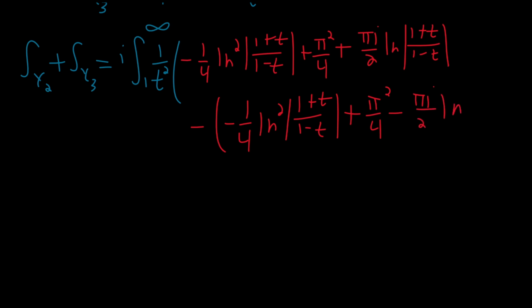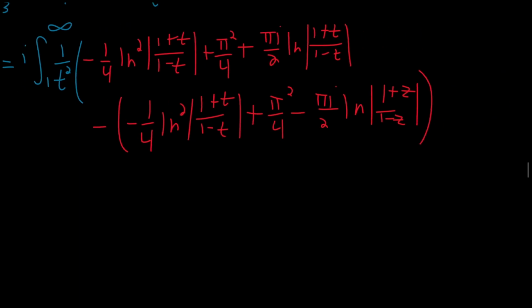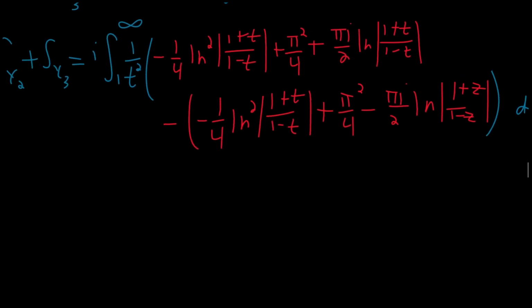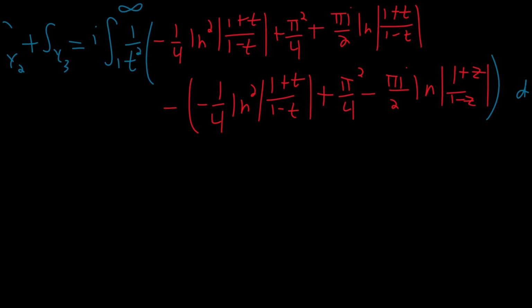over 2 times the natural log of (1 plus z over 1 minus z), close parentheses, and then, actually I should make the parentheses match color, shouldn't I? dt. Oh, that looks kind of nice, actually, my gosh. I should start color coding more often. Okay, but color coding is not the point of this.